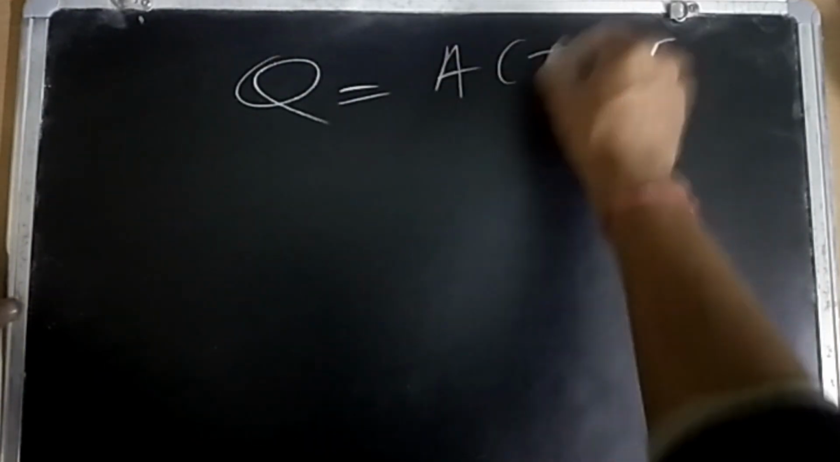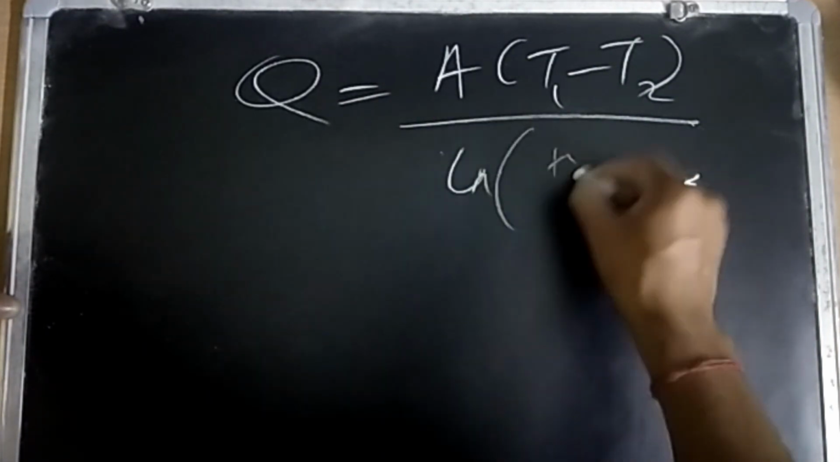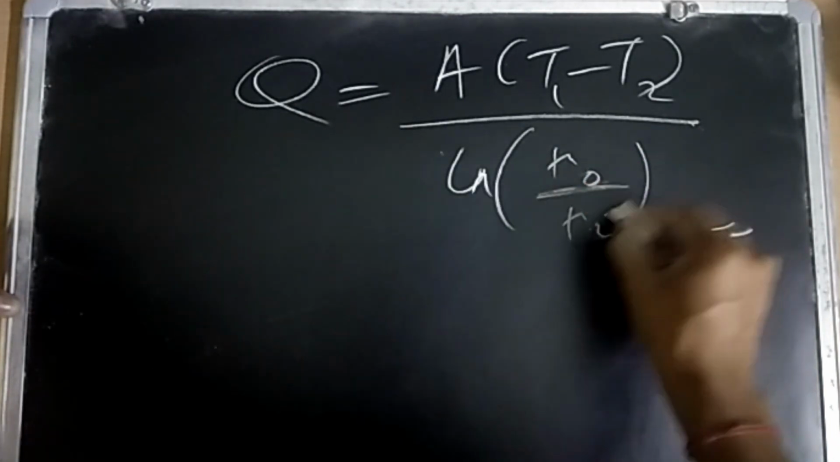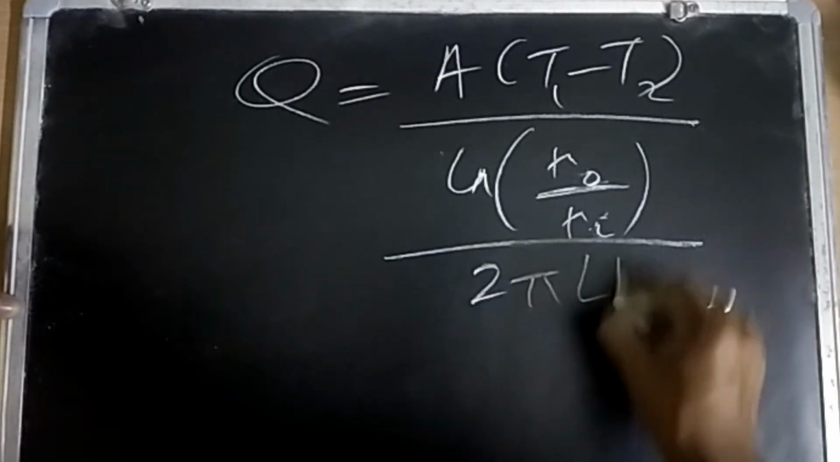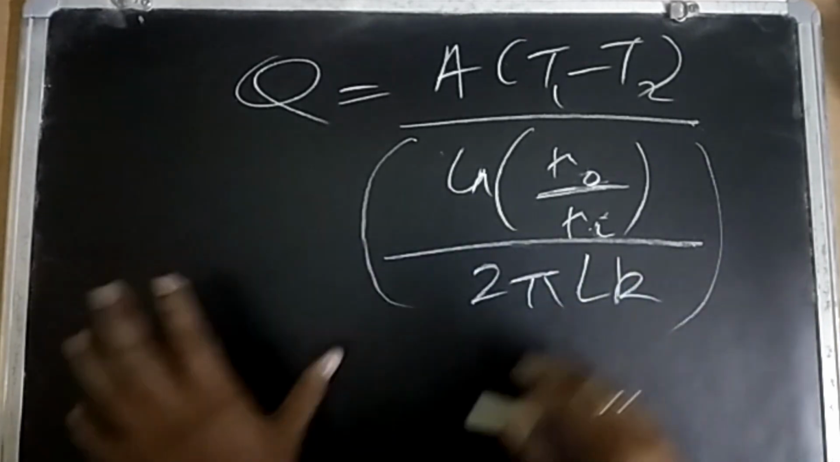Next, let me say, if some Q value is there, Q = (T upon T) and let's say ln(ro/ri), this is in the case of a cylinder, so 2 pi L K. Okay, this is in the case of a cylinder, and let's say this is some heat, Q naught.